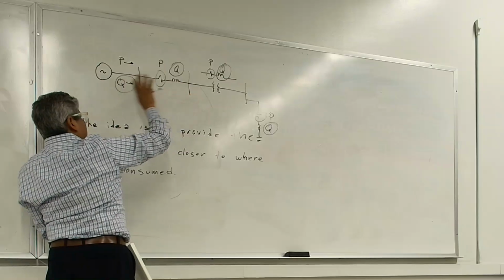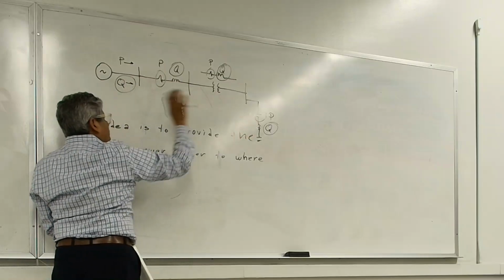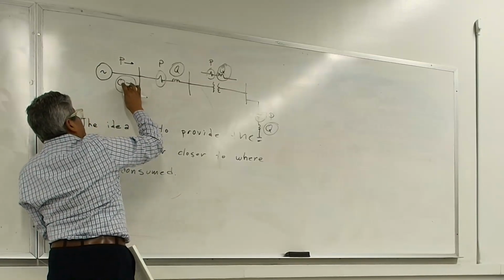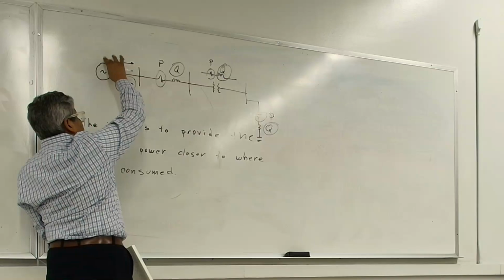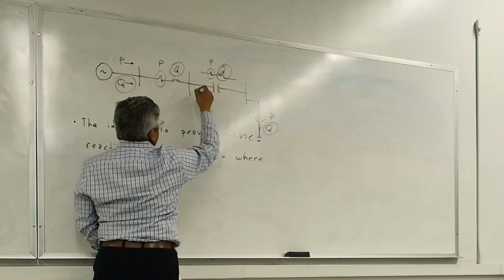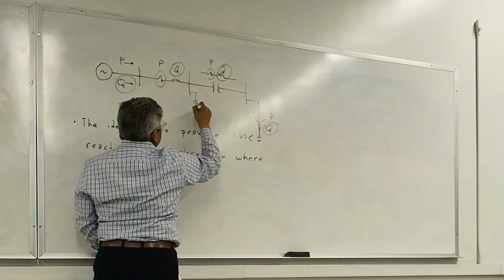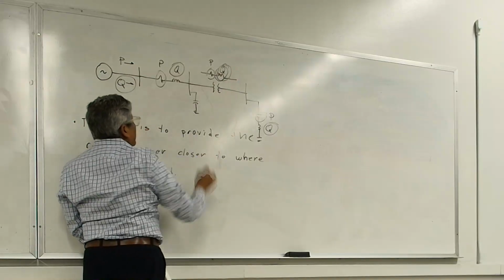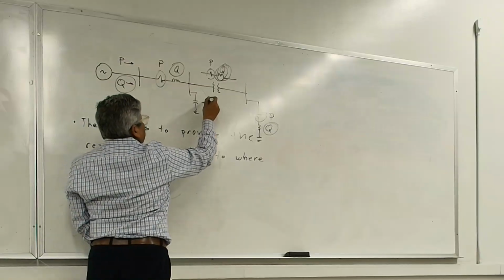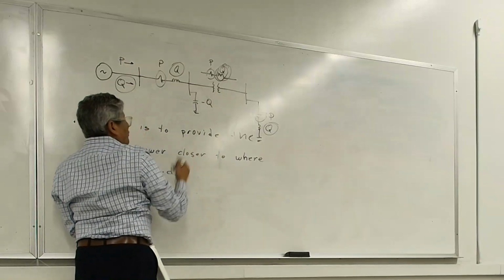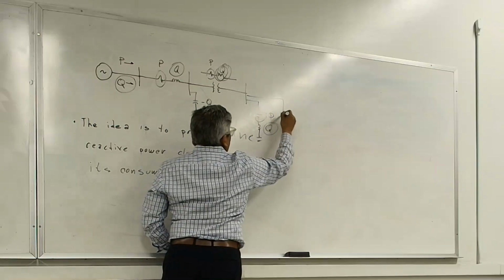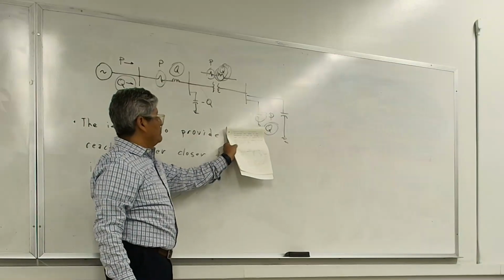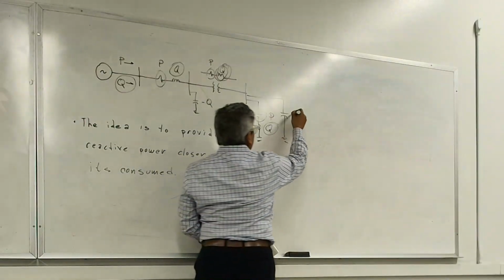By providing the vars closer to where the sources are, or the sinks of vars, that helps me improve the power factor seen by the source. So in other words, if there is a substation and I can put capacitor banks right here, so that I can serve not all of it but at least some of that Q, minus Q plus Q, I'm investing. If I can put some capacitance right here, I'm in business. I'm consuming vars, but then I'm producing vars right here, minus Q.